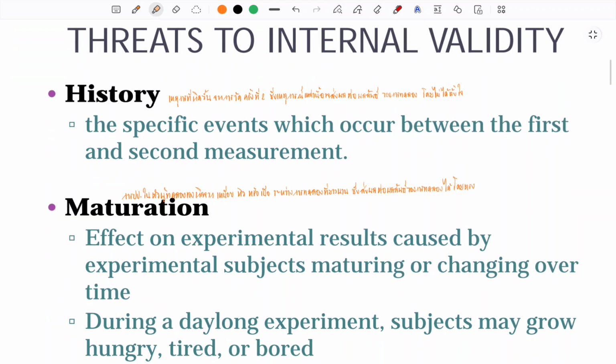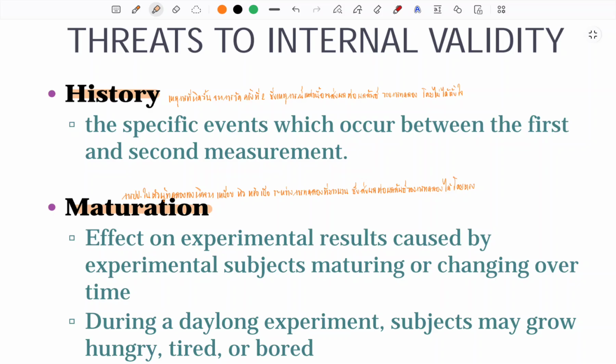So in order to control that, you have to consider threats that may happen during your data collection. The first one we will consider is threats to internal validity, or the factors that might affect your internal validity. The first threat is history.